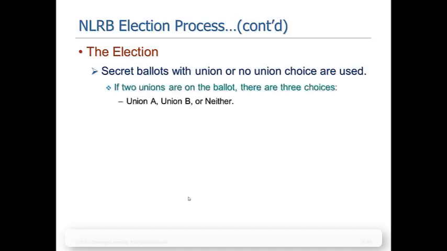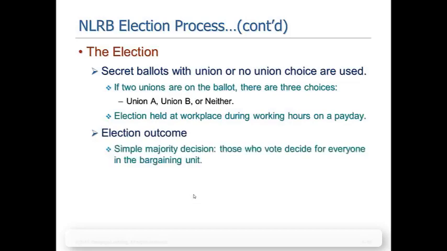If there are two unions on the ballot, then there could be three choices: Union A, Union B, or no union. Elections are held at the workplace during working hours on a payday. And the decision is a simple majority decision. Those who vote decide for everybody in the bargaining units. Okay, so a majority of those who vote in the election determine.